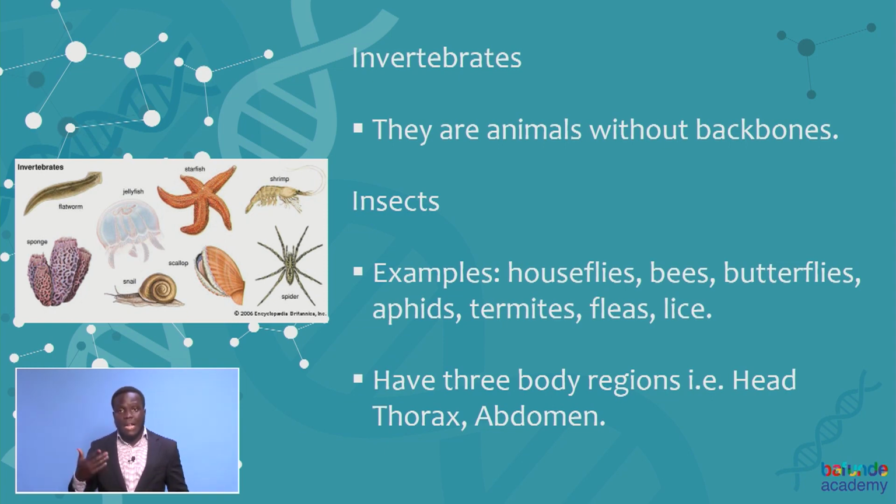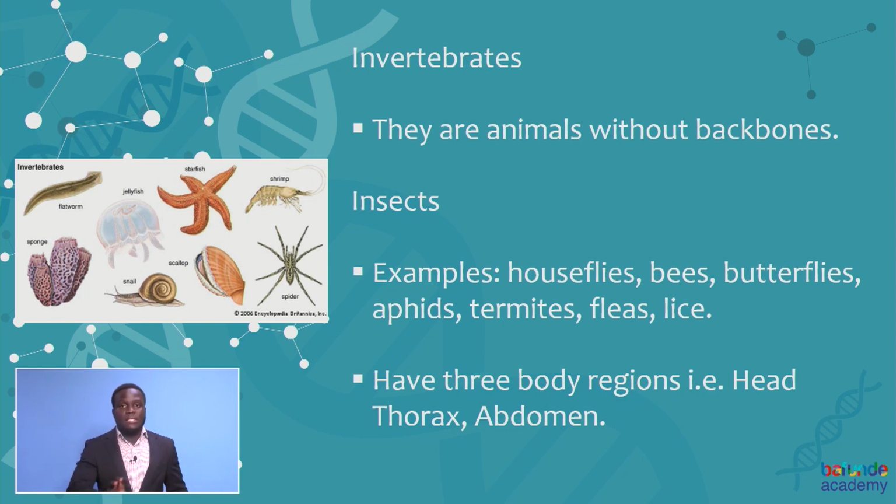And the invertebrates are animals, of course, without a backbone. They include animals such as insects, like houseflies, bees, butterflies, termites, and even fleas and lice. These are animals which do not have a backbone, so they are called invertebrates. One characteristic of these insects is that their body is divided into three major regions: the head, the thorax, and the abdomen. That's how they are divided.